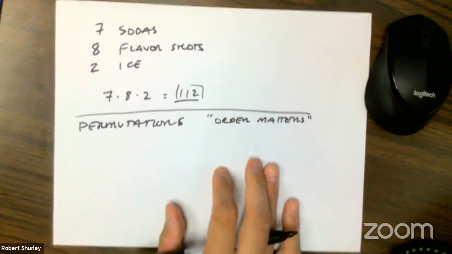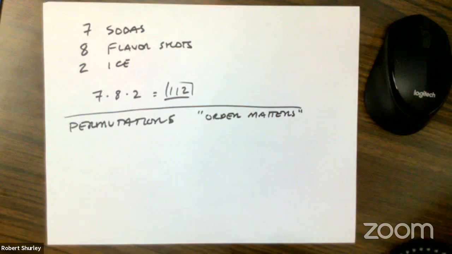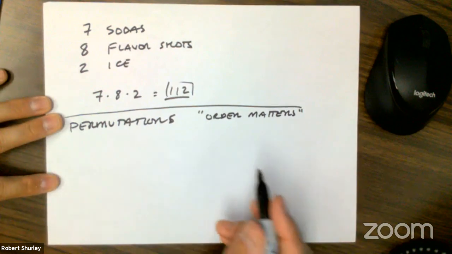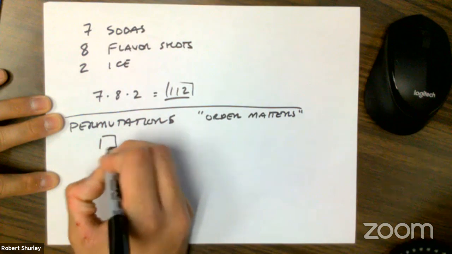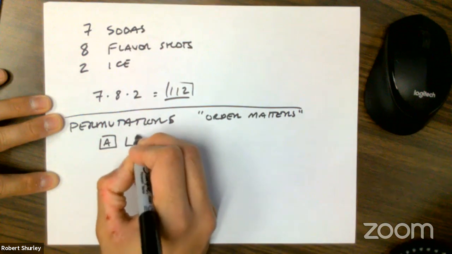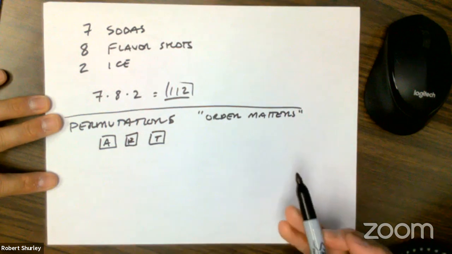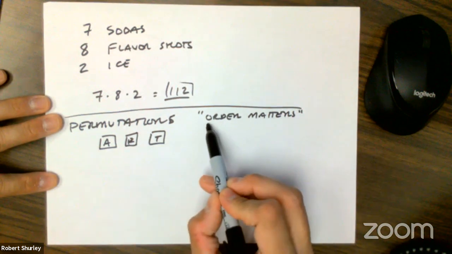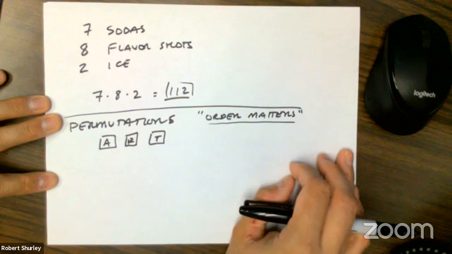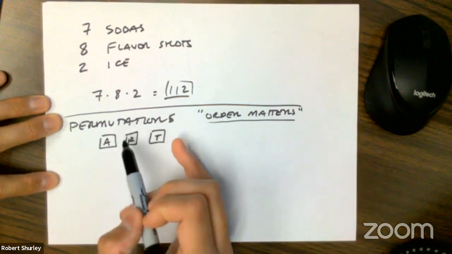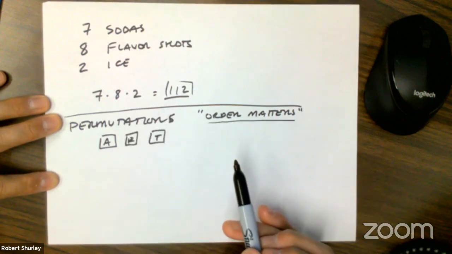Okay. Order matters. Let's do a very, very basic example. If I gave you 3 different letters, let's say A, R, and T, and I ask you how many different ways can A, R, and T be ordered? This would be considered their permutations, okay?